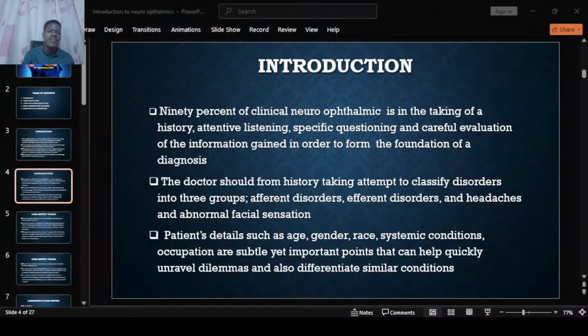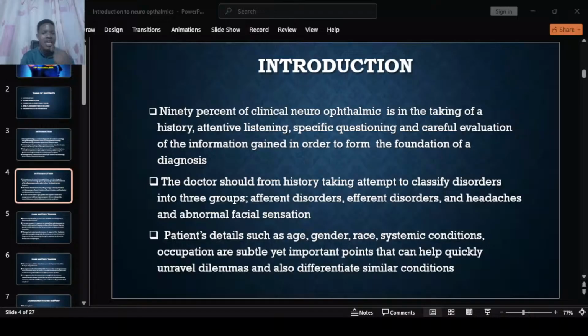Doing this helps to isolate what we are doing. It helps you to channel your resources to pinpoint what the culprit is. The next point we have to note is that the patient details, such as the age, gender, and race, are subtle yet important points that can help quickly unravel dilemmas and also differentiate similar conditions. For instance, a patient whose job requires him to climb a staircase, maybe four, five, six story buildings every day, and he tells you that every time he's climbing the staircase, he begins to have double vision.